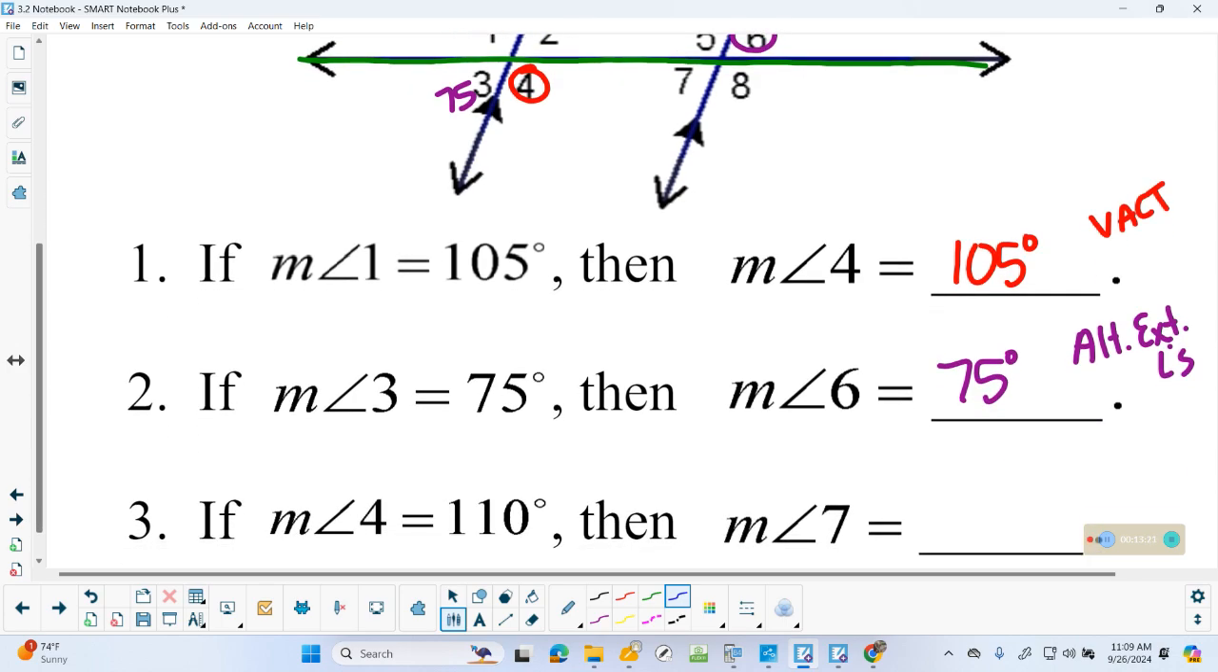If 4 is 110, what's 7? Because these are not congruent, they have to add to 180. And what is the name of the special pair of angles that they are? You got it. I feel like there's not a good way to abbreviate that. So this is what the homework is. There's a couple of algebra review problems, of course, at the end.